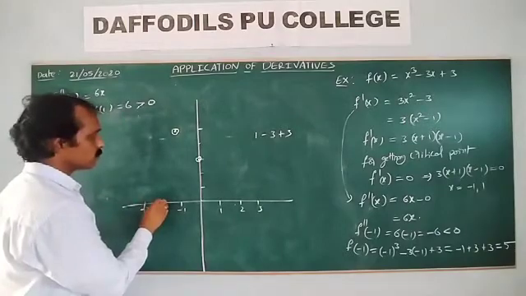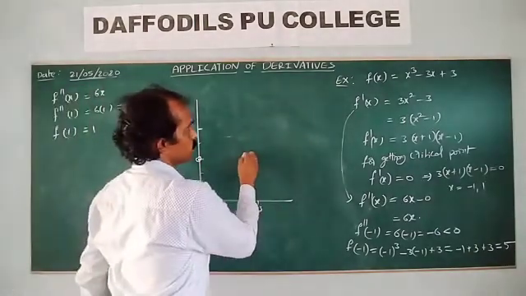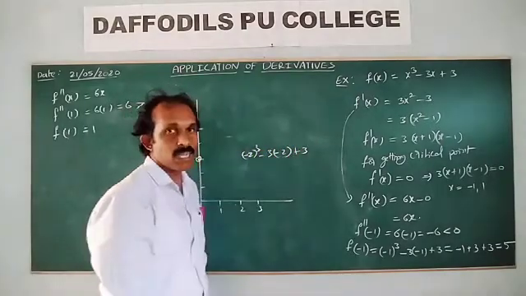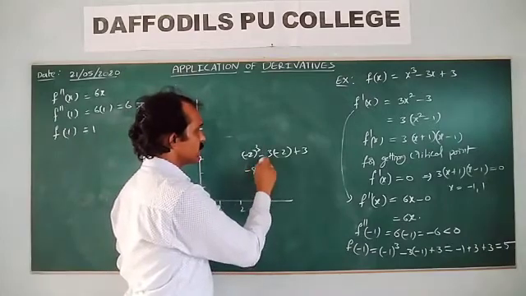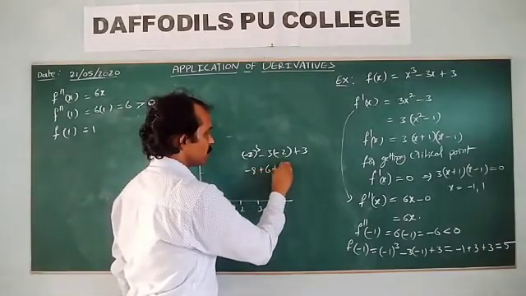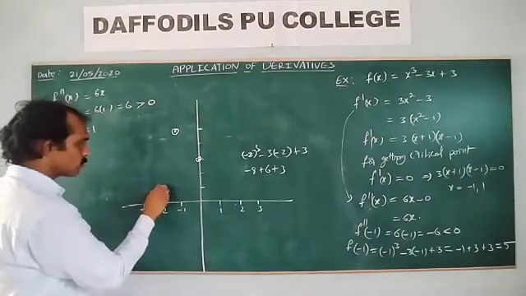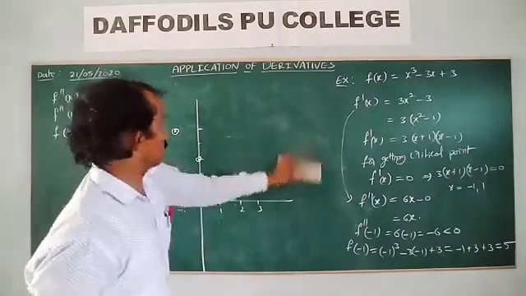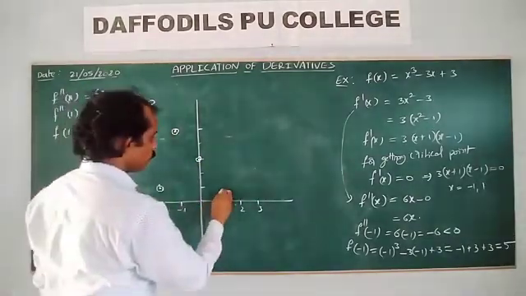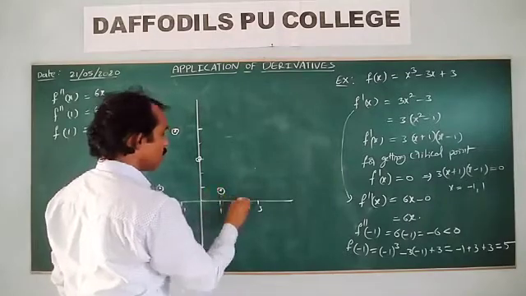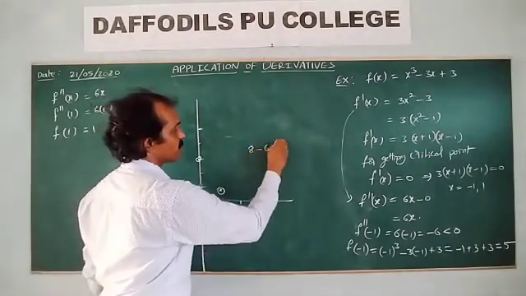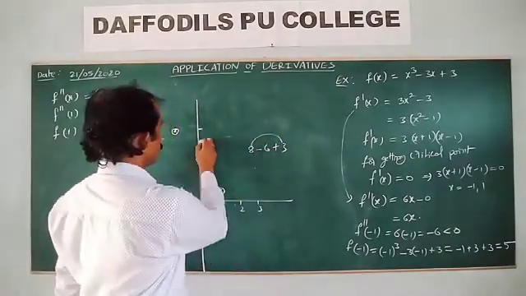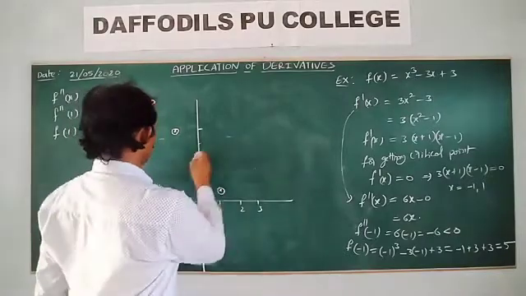At minus 2, what is the value? Minus 2 whole cube, minus 3 times minus 2, plus 3. Minus 2 whole cube is minus 8, minus into minus plus 6, plus 3. So 1 at minus 2. At 0, 3. Right. At 1. At 2, 8 minus 6 plus 3, 8 plus 3 is 11, 11 minus 6, 5. So this is at 2, 5.